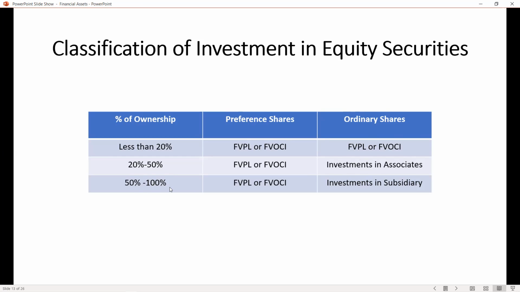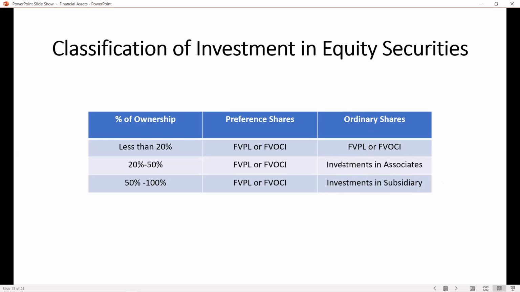Kapag naman 50% to 100% under preference share, FVPL or FVOCI pa rin siya. Pero sa ordinary share, magiging investment in subsidiary mo na. Hindi na siya associate. Investment in subsidiary. Kumbaga, you have the total control over a specific company. Ikaw na yung magiging mother company or parent company, tsaka yung binilhan mo ng ordinary share na nagre-represent ng 50 to 100% magiging subsidiary mo siya. Kaya yon. So hindi lahat ng ordinary share ay ma-measure mo through FVPL. Yung iba, investment in associate or investment in subsidiary.